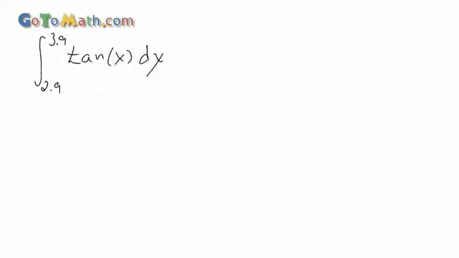Alright, so we want to take the integral of tan x. Does anybody remember what that happens to be? Okay, well, I'll refresh your memory. The integral of tan x was negative natural log of the absolute value of cosine x. That's what it was, and that was back in the indefinite integration section.